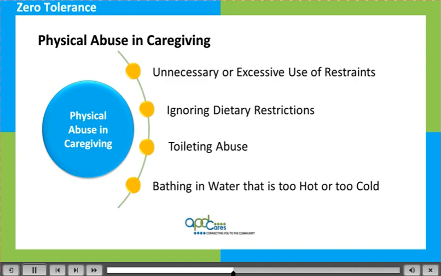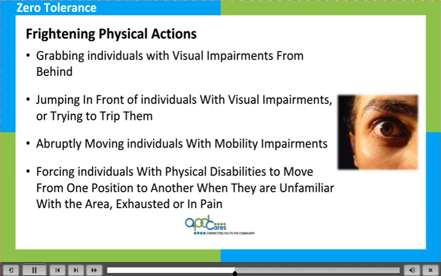unnecessary or excessive use of restraints, ignoring dietary restrictions, toileting abuse, bath water being too hot or too cold, using frightening physical actions that stop just short of causing serious physical harm is another form of physical abuse that is too often used by abusive caregivers of individuals with developmental disabilities. Consider how you would feel if you experienced any of these situations.